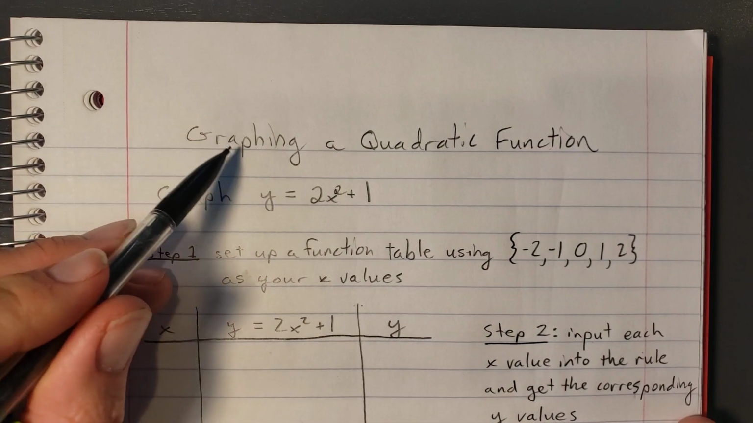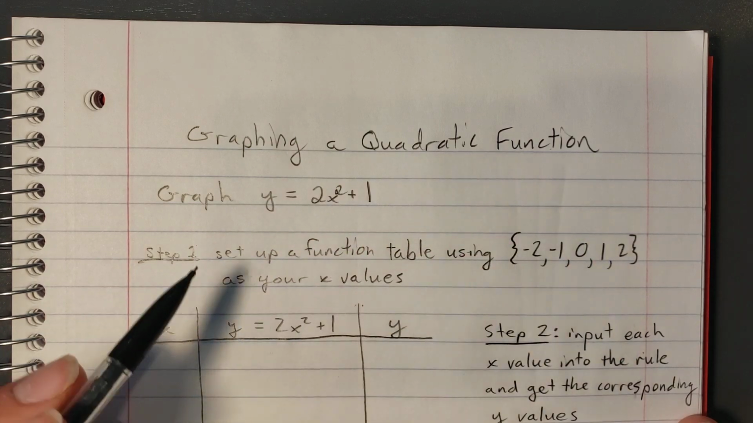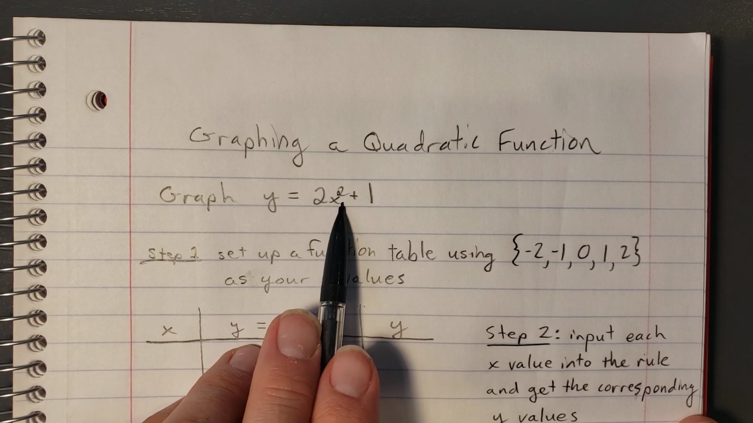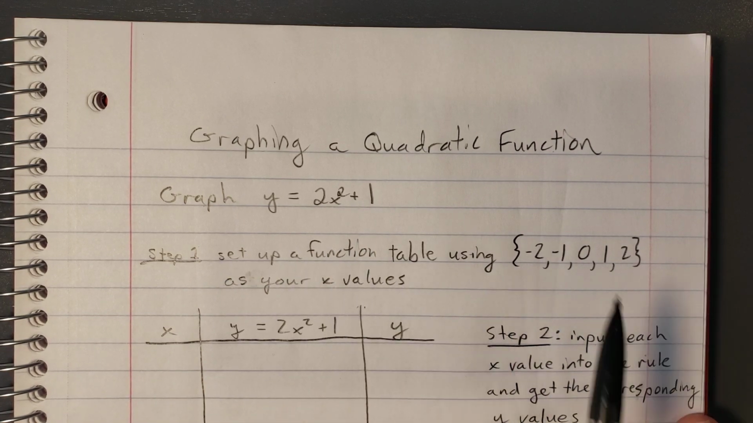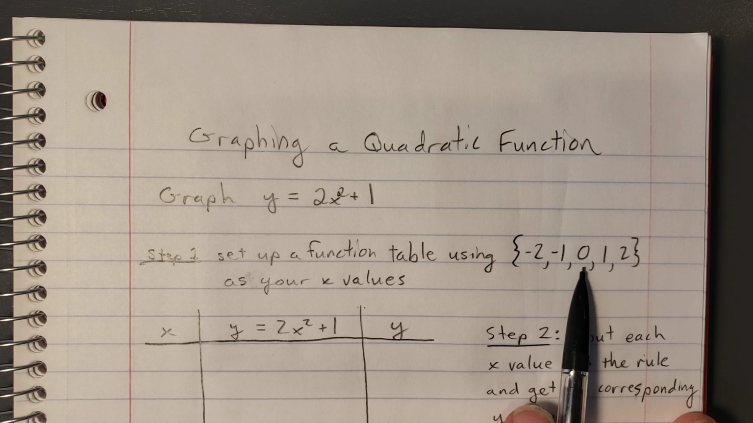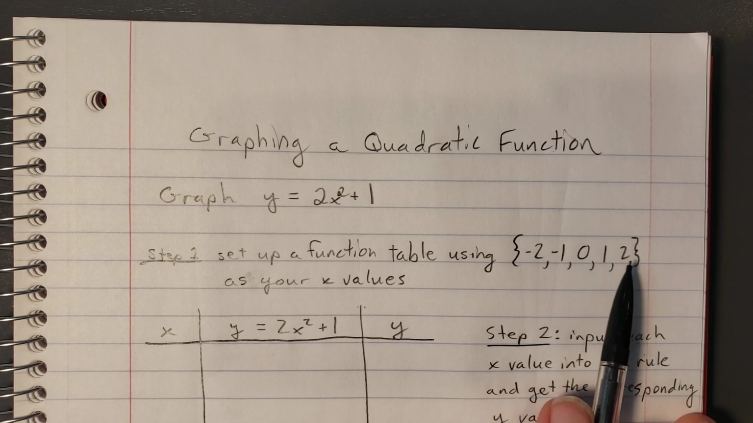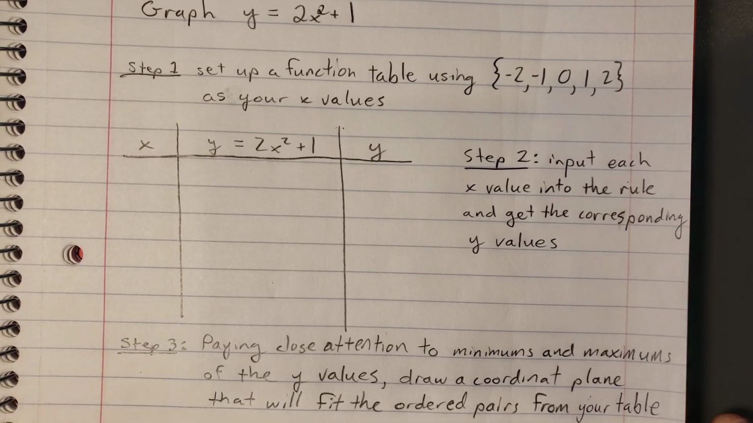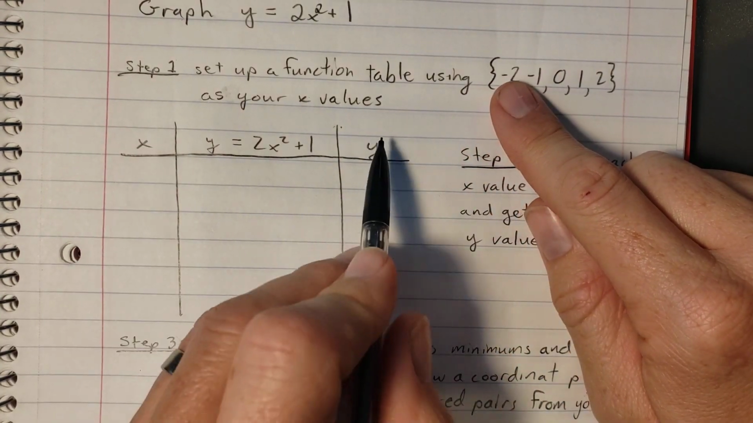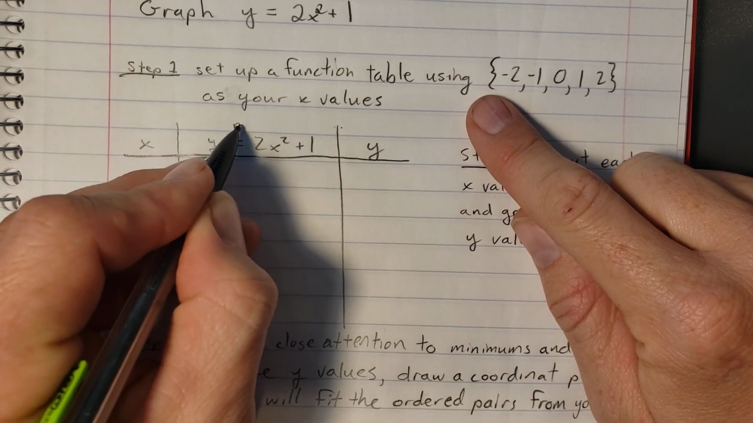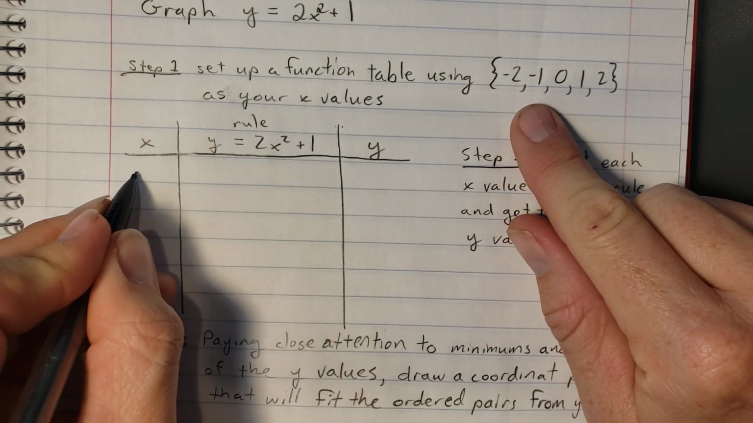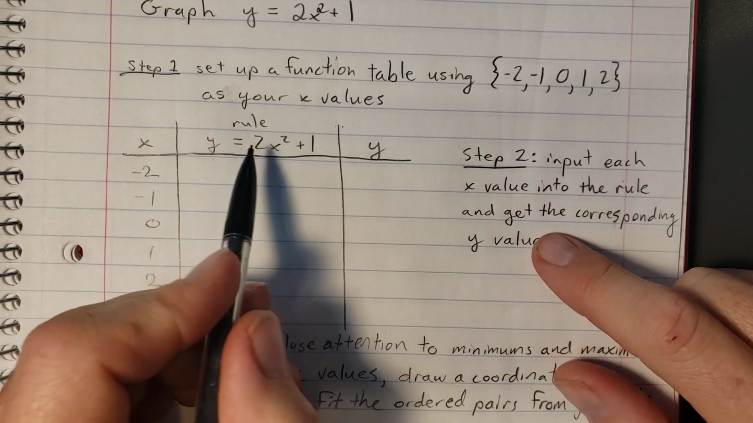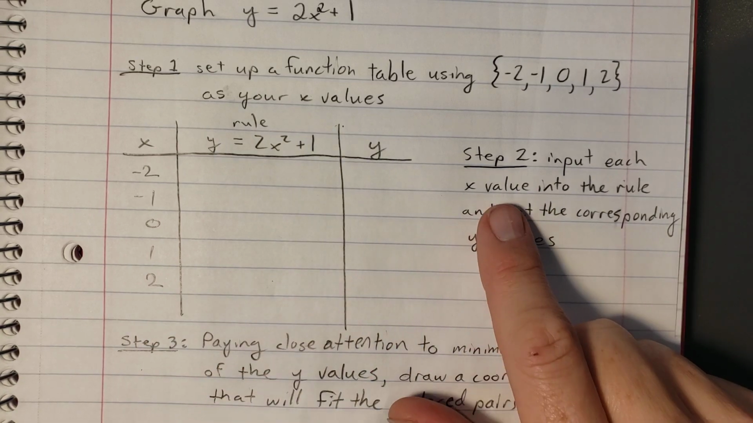All right, we are going to graph a quadratic function, and here's 5 steps on how to do it. If it says to graph a certain function, we first set up a function table, using these best numbers to try first: -2, -1, 0, 1, and 2 as your x values. I have already started my function table. We have the x values, the y values, and the rule in between. Now we write in our x values, -2, -1, 0, 1, and 2, and then move on to step 2.